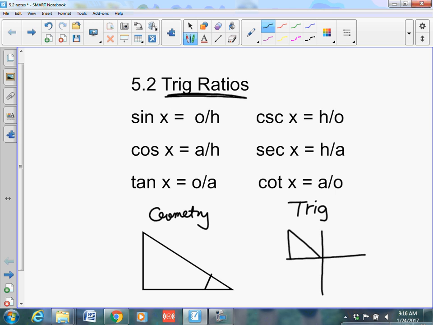Before we switch over to trigonometry, we're going to review geometry, and we're going to just work on floating triangles like you had in geometry, right? Floating means just a triangle. SOHCAHTOA. Cool. Sine, opposite over hypotenuse. Cosine, adjacent over hypotenuse. Tangent, opposite over adjacent.